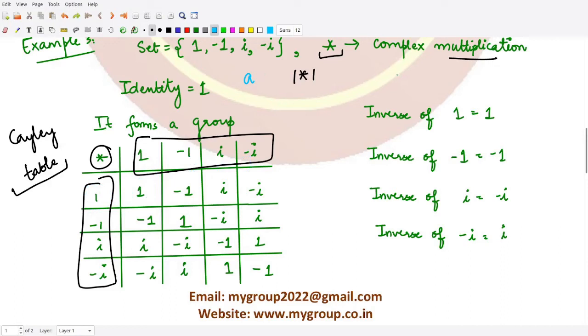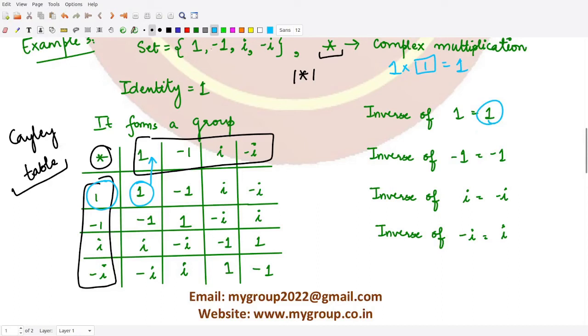Now we have to look for the inverse of each of the elements. Does it exist for each of the elements? So let's see one by one. The inverse of 1, the inverse of -1, iota and minus iota. That is what we are looking for. So you see we are looking for a number here such that when we multiply it with 1, we are getting back 1. So what is that number? When you multiply 1 with something, you are getting 1. So what is that something? That is 1. So the inverse of 1 in this case is 1 only.